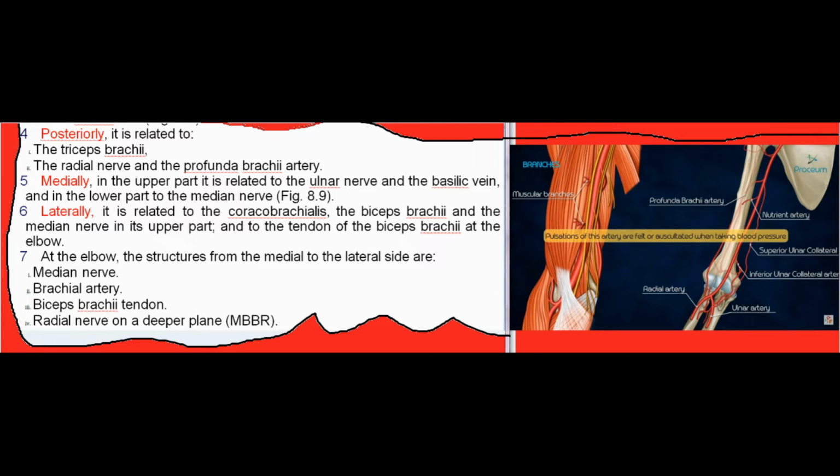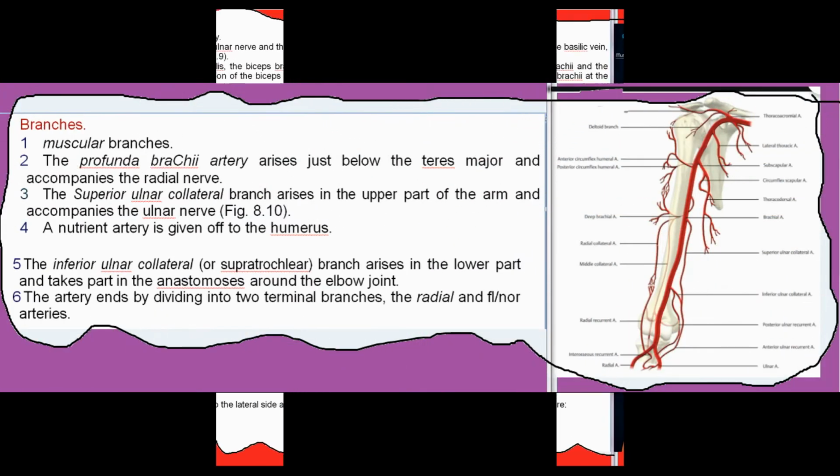5. Medially, in the upper part it is related to the ulnar nerve and the basilic vein, and in the lower part to the median nerve, Fig 8.9. 6. Laterally, it is related to the coracobrachialis, the biceps brachii and the median nerve in its upper part, and to the tendon of the biceps brachii at the elbow. 7. At the elbow, the structures from the medial to the lateral side are median nerve, brachial artery, biceps brachii tendon, radial nerve on a deeper plane, MBBR.